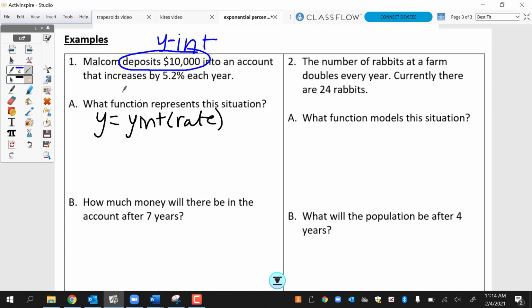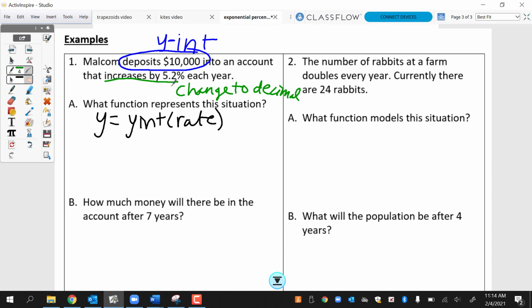Okay. Now my rate, I'm looking for how is it changing? Well, it says it's changing because it's increasing 5.2%. Since it's a percent, I need to change it to a decimal.